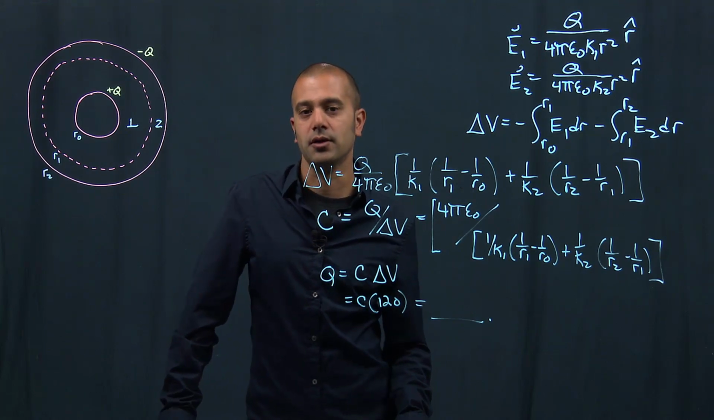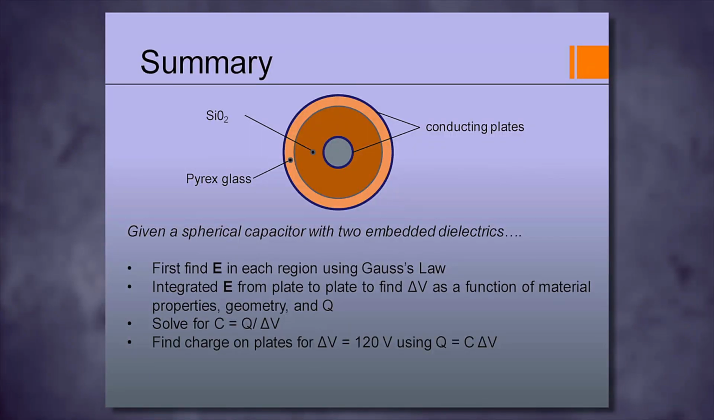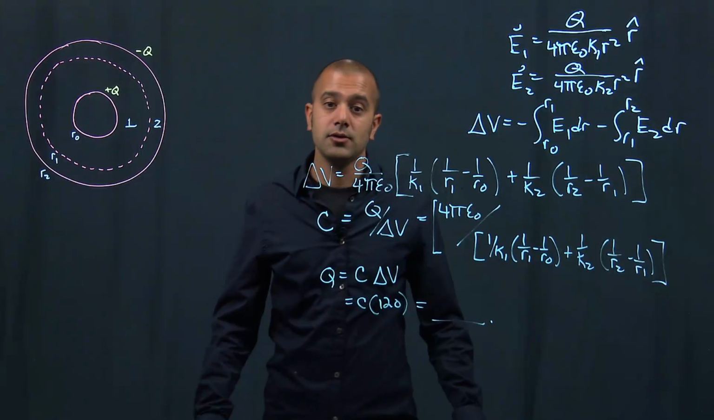So let's summarize what we've done here. In this problem, we were given a spherical capacitor with two embedded dielectrics. First, we found the electric field in each region using Gauss's law. Then we integrated the field in two parts from plate to plate to find a symbolic expression for the potential difference across the plates. To solve for the capacitance, we divided the potential difference into the charge, the charge canceled, and we were left with an expression only depending on the material properties and geometry of the capacitor. For part B, we found the charge on the capacitor when it held a potential difference of 120 volts by using the capacitor equation. So that'll do it.